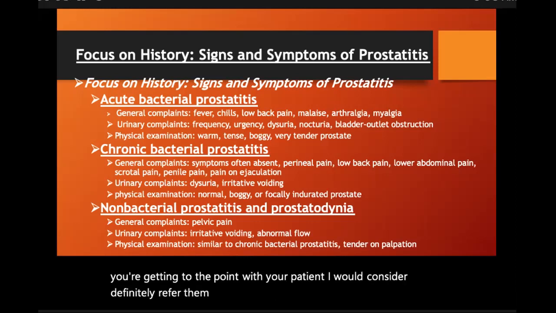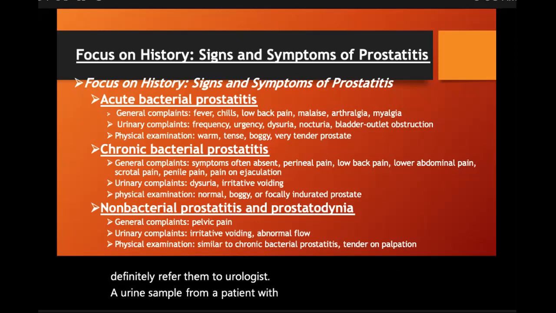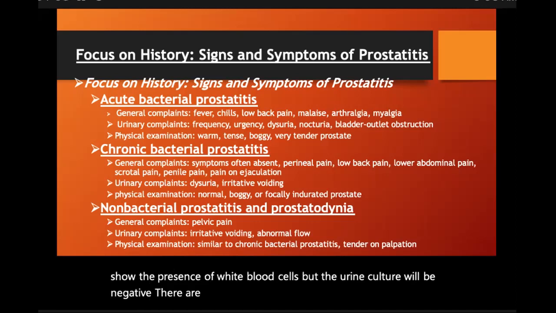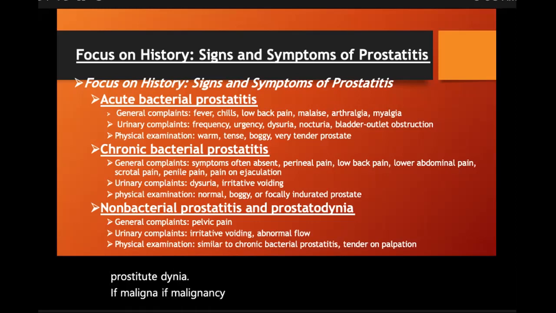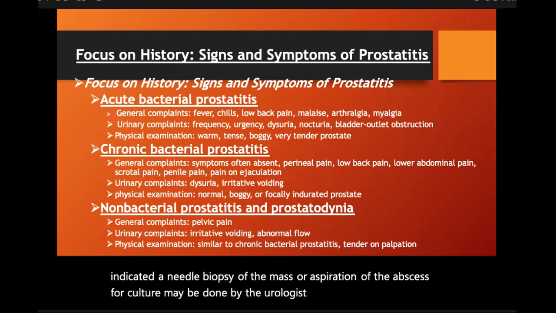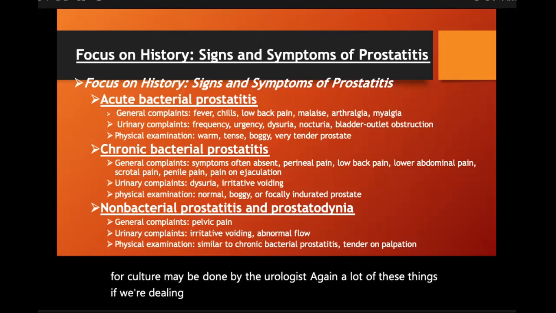A urine sample from a patient with non-bacterial prostatitis will show the presence of white blood cells, but the urine culture will be negative. There are no abnormal laboratory findings associated with prostatodynia. If malignancy or abscess is suspected, computed tomography scanning or transrectal ultrasonography is indicated. A needle biopsy of the mass or aspiration of the abscess for culture may be done by the urologist. Again, especially with chronic cases, we're going to be referring to urology.